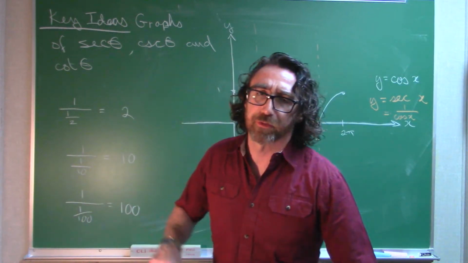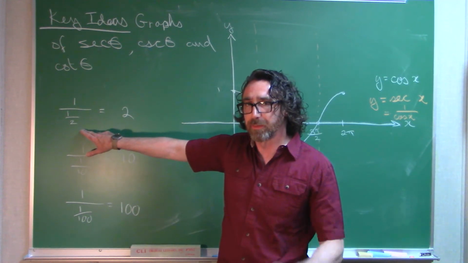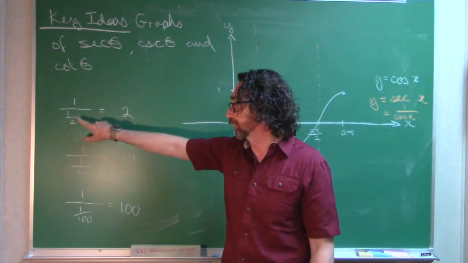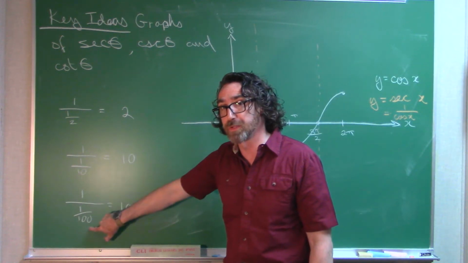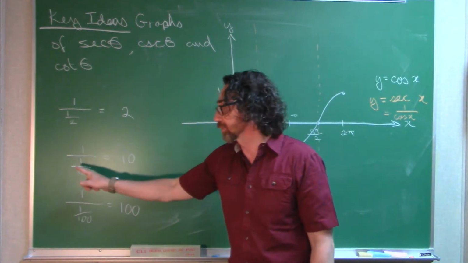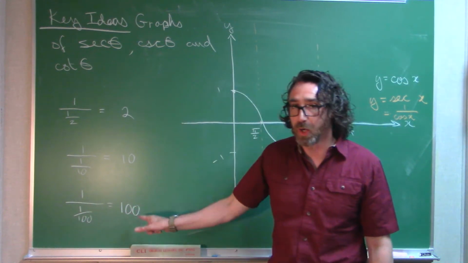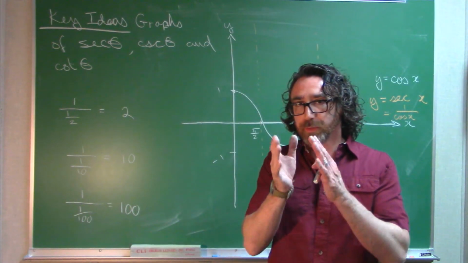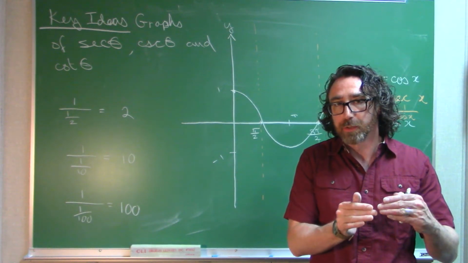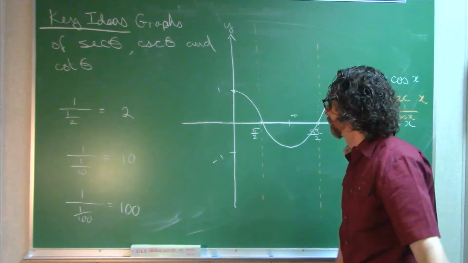So the point I want to emphasize is that if I'm taking reciprocals of numbers, and those numbers get closer to 0, like this is 0.5, this is 0.1, this is 0.01. Take the reciprocal of 0.5, you get 2. Take the reciprocal of 0.1, you get 10. Take the reciprocal of 0.01, you get 100. So when your numbers are getting closer to 0, your reciprocals are going to balloon up. They're going to get bigger and bigger and bigger.